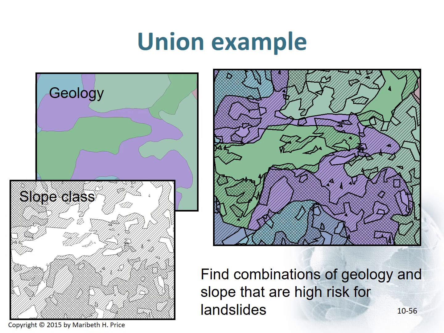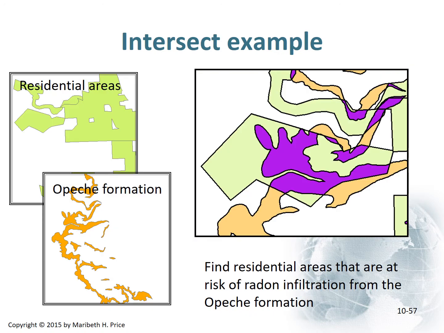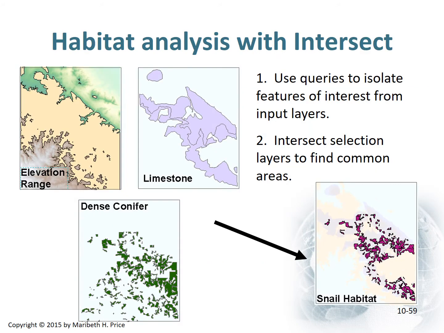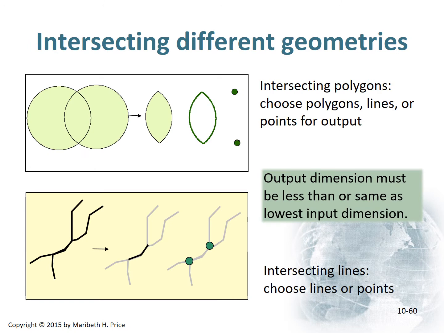Just another example of a union. Intersect examples: residential areas and certain geologic formations. You can use the intersect to find areas that are in both. Hazard mapping, habitat analysis with intersect. There's lots of ways you can use it, and you can get different geometries.